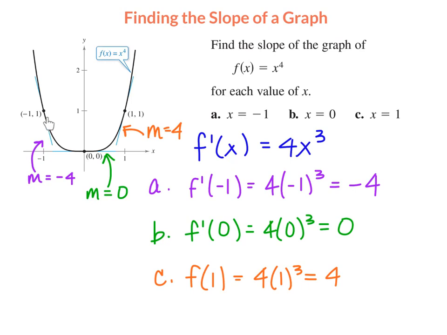So at x equals -1, the slope is going to be -4. At x equals 0, the slope is 0. And then the slope at x equals 1 is positive 4. So you can have different slopes of tangent lines at different points. That's what the power rule, especially in this derivative, is going to help us do.